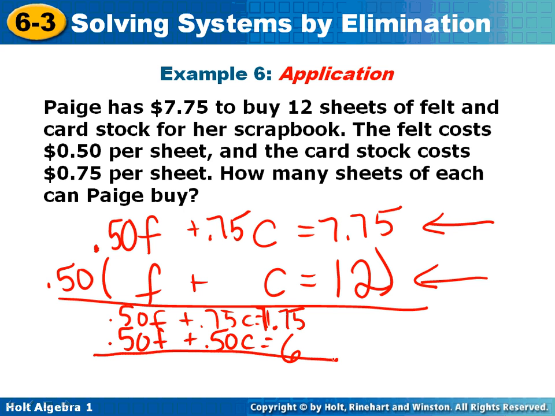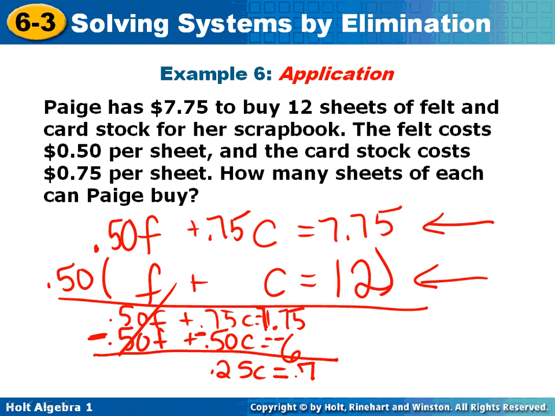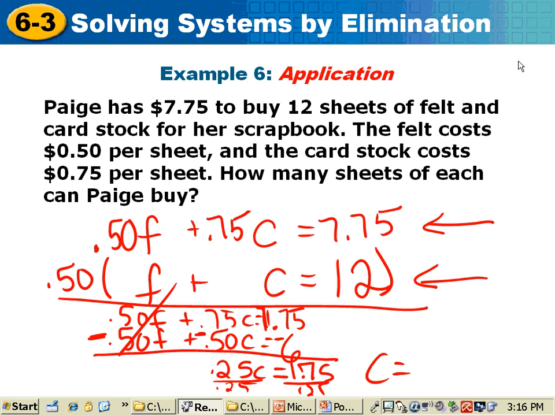Now, I notice that these don't cancel, so I'm going to have to change some signs. I'm going to change my signs on my second line. Opposite, opposite, and opposite. The F's now cancel, and I get 0.25C is equal to 7. Sorry about that. Make that $1.75 because that's $7.75 minus 6. $1.75 divide by 0.25 on each side, and C is going to be 7.